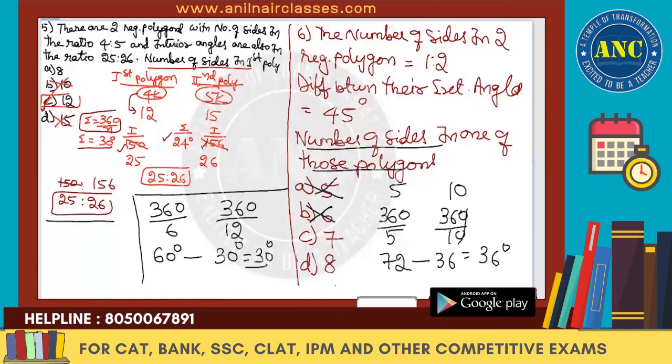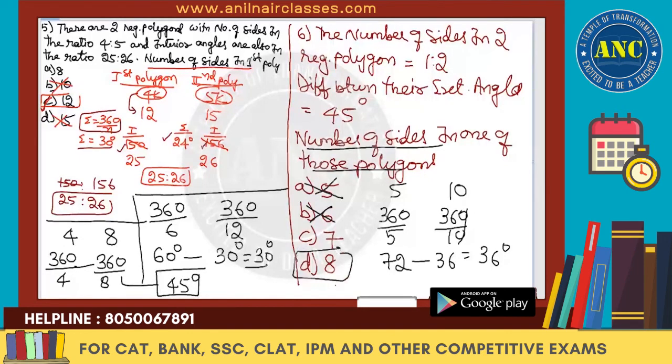Suppose I take the last option, D. If I take 2 as 8, this will become 4. 360 by 4 minus 360 by 8. This is nothing but 90 minus 45, which is 45 degrees.